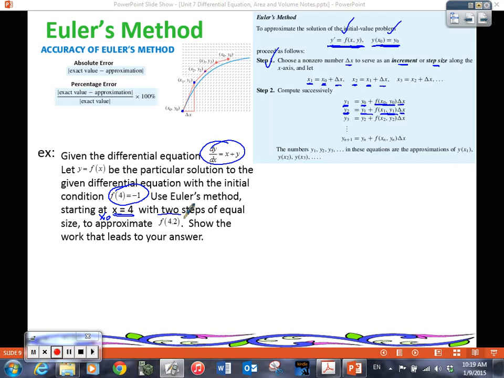I'm supposed to do 2 steps of equal size, and I'm supposed to approximate f of 4.2. Notice they don't tell me what my increment is, but they put such restrictions on me that it would be the same for all of us. If we're starting at a 4 and we need to get a 4.2 and we need an increment to only 2 steps, it's going to be 0.1, right? I mean, that's what it's going to be.